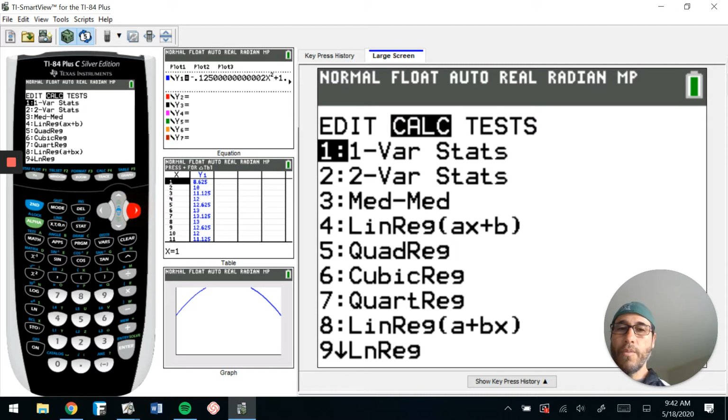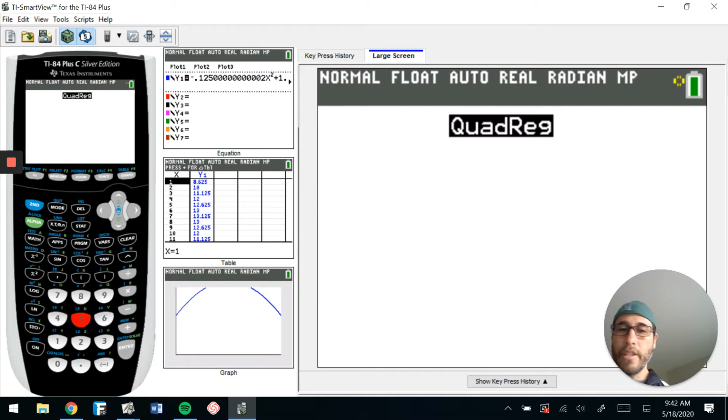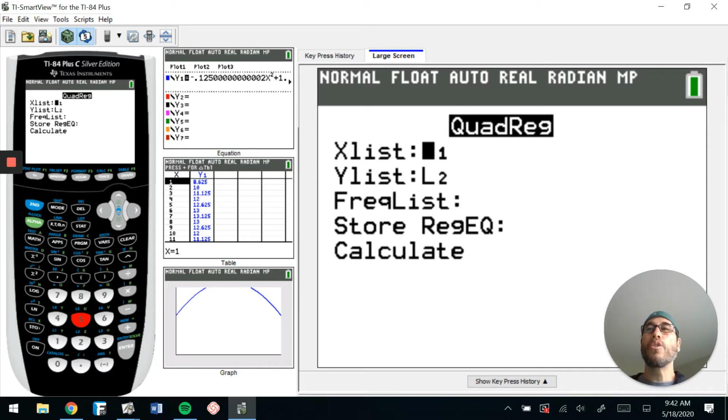So I'm going to go over one to the right, which is calc. And I'm going to use the one that would be quadratic. Okay, and the one that's quadratic would be number 5. So you can scroll down to number 5, but I think it's much easier if you just push the number 5.